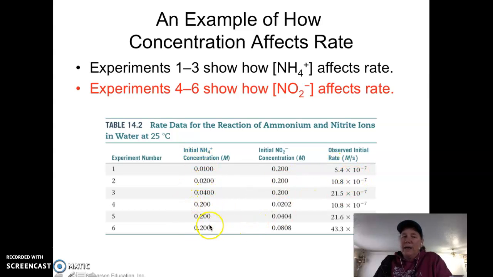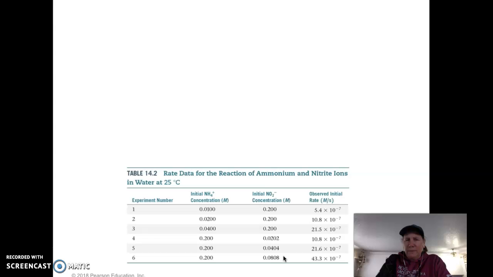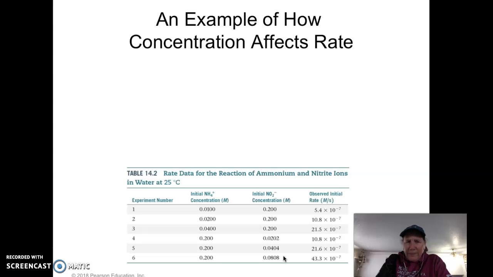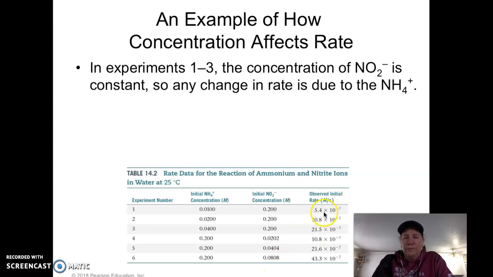On the bottom part here, this doesn't change and this does. So this is changing the rate. That's how it works. And you look at how much this changes and how much this changes to figure out their, what they call reaction order. I'm trying to think. Okay, so how am I going to do this?